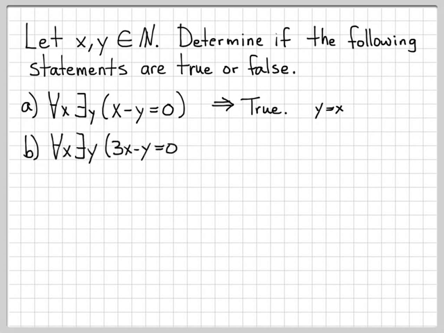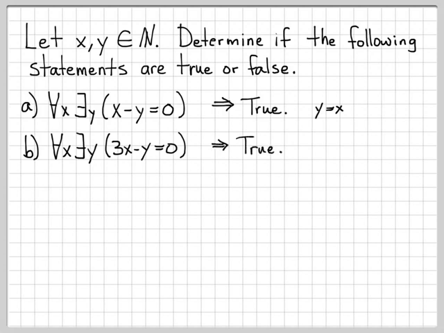For all x, there exists a y such that 3x minus y equals 0. Is this a true or false statement? Well, no matter what x is picked out of the natural numbers, 1, 2, 3, 4, 5, 0, whatever, 3 times that is just another natural number. So again, let's pick a concrete example. Let's let x equal 7. Well then, 3 times 7 is 21, and I would just choose y to be 21. So there would exist a y such that 21 minus 21 is equal to 0.